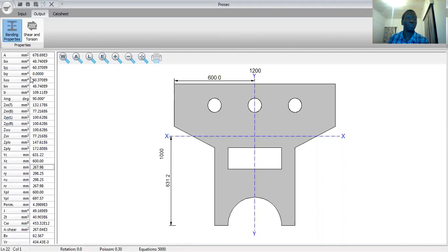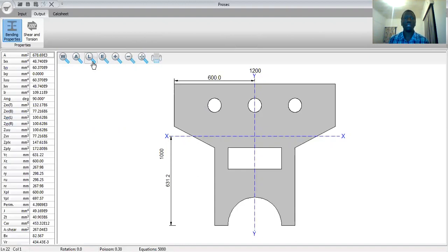All you need to do is read it off. Some people don't know how to read these values. This is 678 E3, which is exponent 3, the same as times 10 to the power 3. Okay. The other thing that I should have mentioned in the first place: why do we determine these section properties, also known as the bending properties?